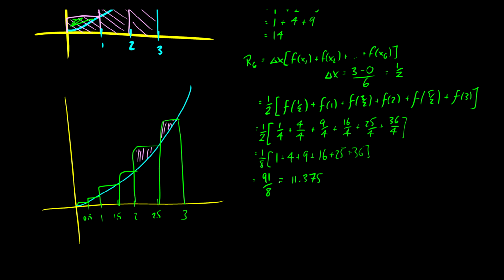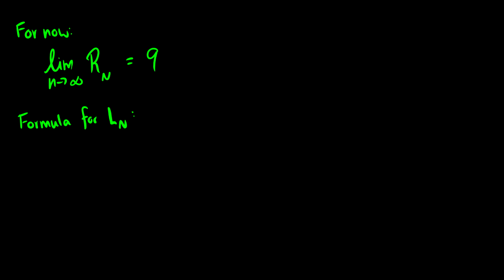And we can see here that our estimation is getting a little bit better. We've reduced the amount from 14 all the way down to 11.375 just by increasing the number of rectangles. In fact, what you find is that as n goes to infinity, the area is equal to 9, which we'll show algebraically with limits next video using something called the Riemann sums, which is kind of what this is, but there's a little bit more of a technical definition.